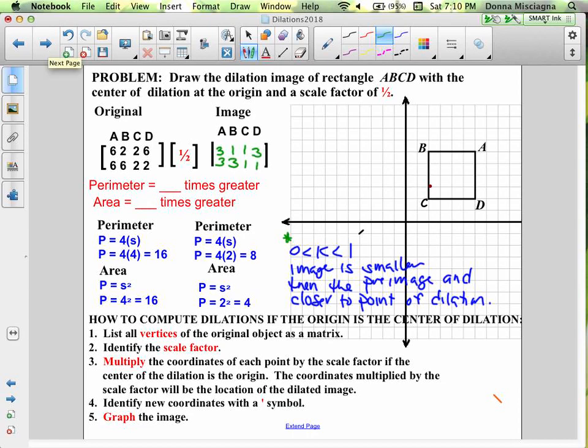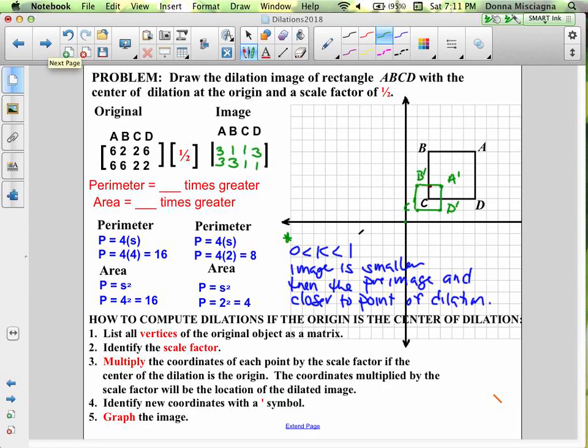All right, so here are our new coordinates. Let's graph those. We have 3, 3, and you'll graph it as well. Right there is going to be A prime. 1, 3, right there will be B prime. C prime is located at 1, 1. So notice that it's half as far away from our center of dilation, which is the origin. It's easy to see that in that point. And then 3, 1, right here is D prime. All right, so here is our image.